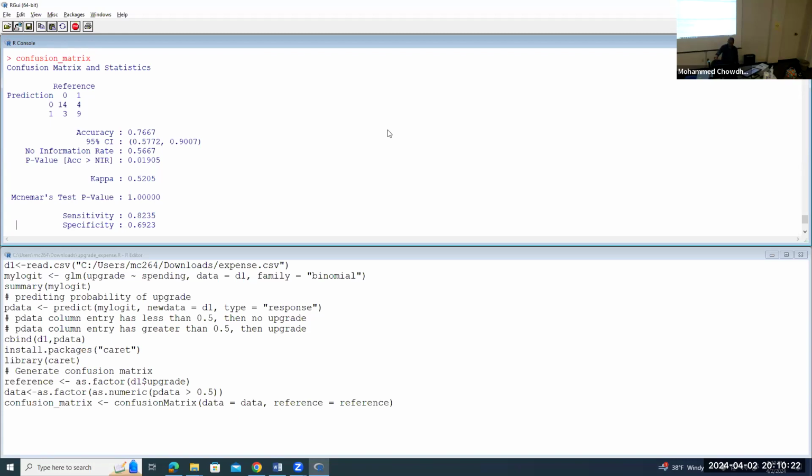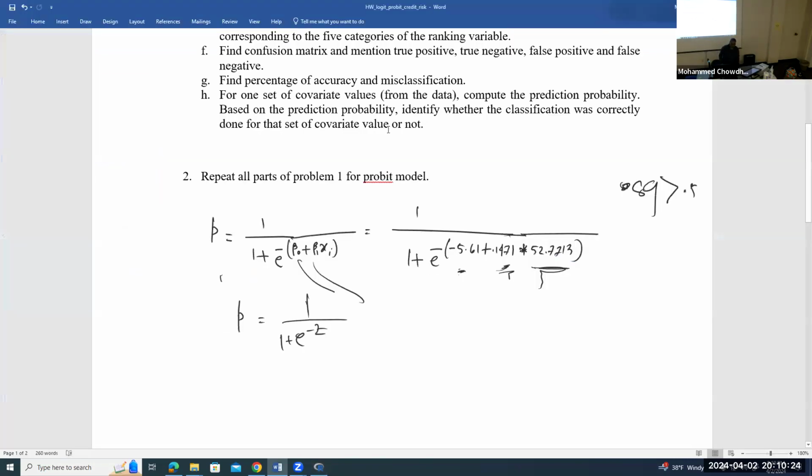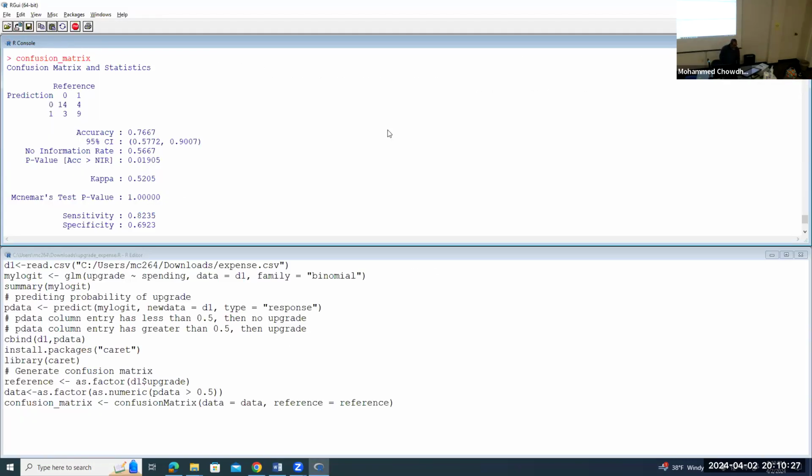Yes, I see your hand. That is written in terms of percentage. That is what, in terms of count, in terms of percentage. Okay. If you want to do the percentage, that could also be done. Okay.